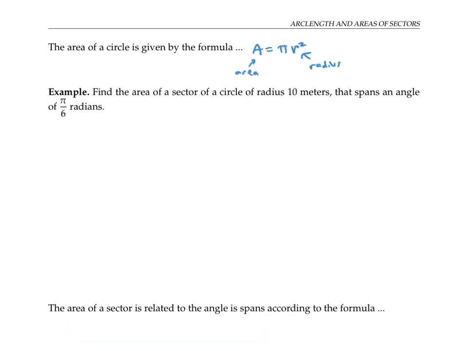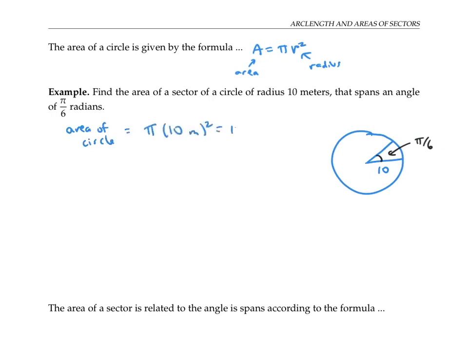Let's use that fact to find the area of the sector of a circle of radius 10 meters that spans an angle of pi over 6 radians. We know that the total area of the circle is given by pi times 10 meters squared, or 100 pi meters squared. So we just want a fraction of that area to give us the area of our sector.